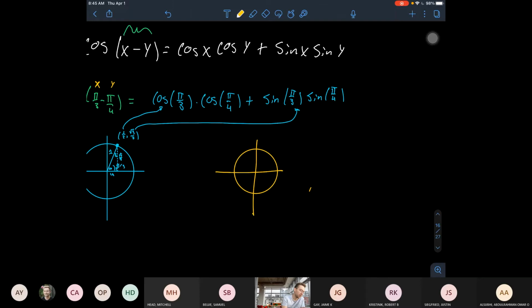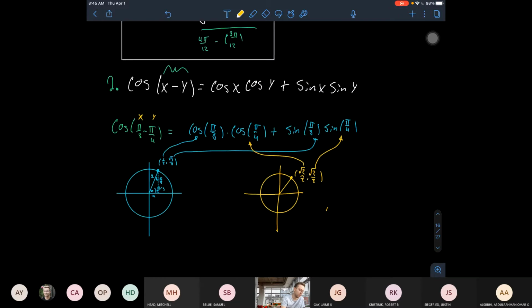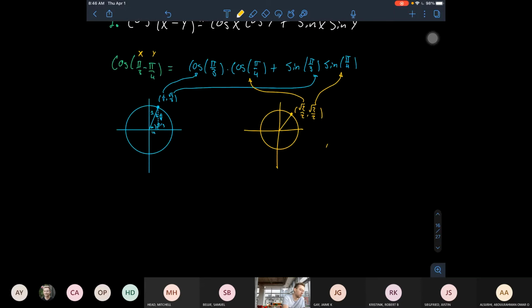Then the next one, we draw another unit circle, and this time we put pi over 4, and hopefully by now we know that the point which we get for pi over 4 is root 2 over 2, root 2 over 2. And these are going to be the values of my other things. Okay, so from here it's just plug and chug.